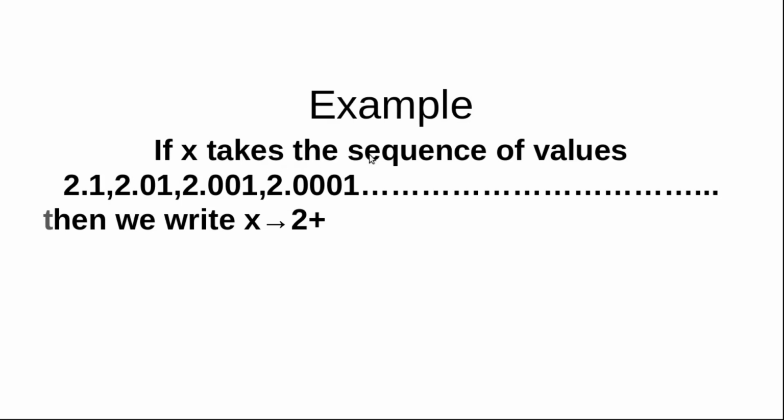We can take an example. Let x be a variable and x takes the sequence of values 2.1, 2.01, 2.001, 2.0001, etc. In this case, we can say that x is tending to 2 and it is greater than 2. Therefore, we write x tends to 2 plus.